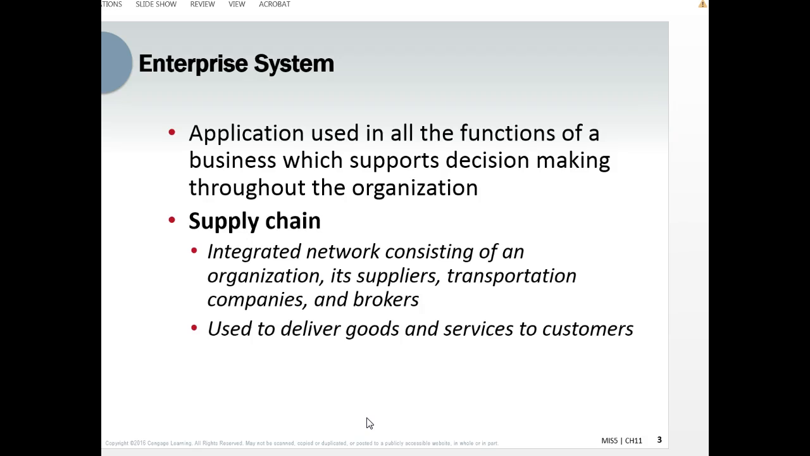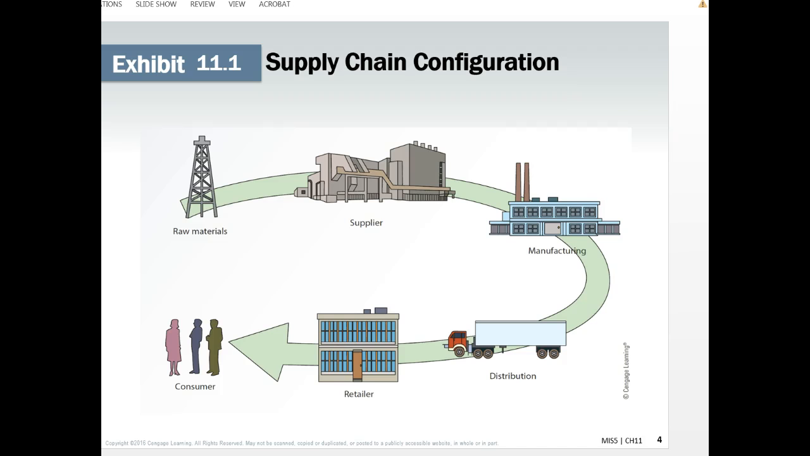Let's look at what supply chain management is, or first let's look at what a supply chain is. A supply chain is basically integrated networks consisting of an organization, its suppliers, transportation companies, as well as brokers. Supply chains are also being used to deliver goods and services to the customers. In this example, you can see that it starts with raw materials and flows from suppliers to manufacturing, then to distributors, then to retailers, and finally the end users or customers take advantage of the products.